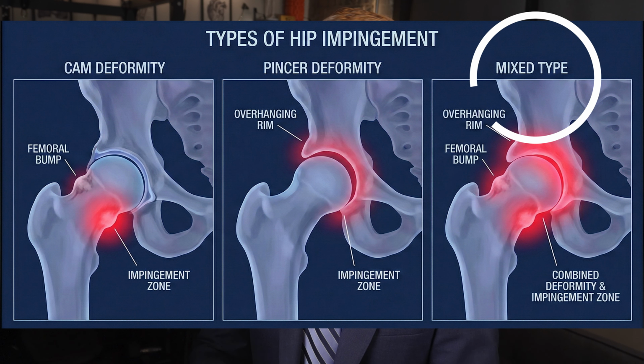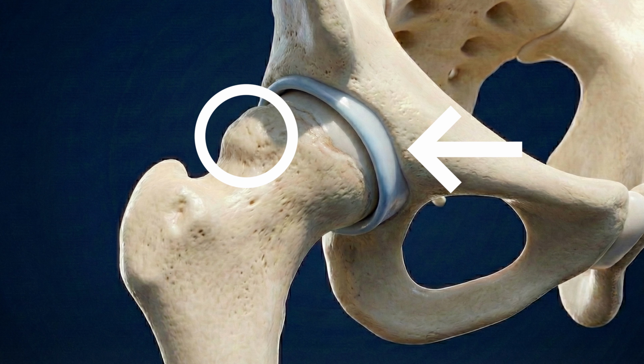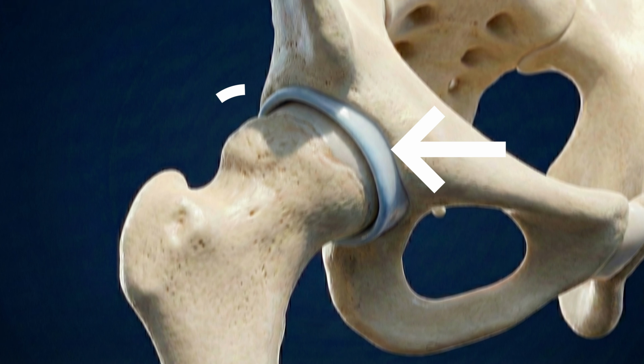And finally, the third type is called mixed type impingement. This is when you actually have both a cam and a pincer deformity. And surprisingly, it's actually the most common presentation that we see in the vast majority of cases.